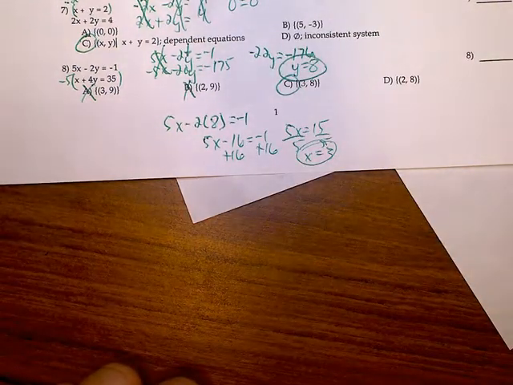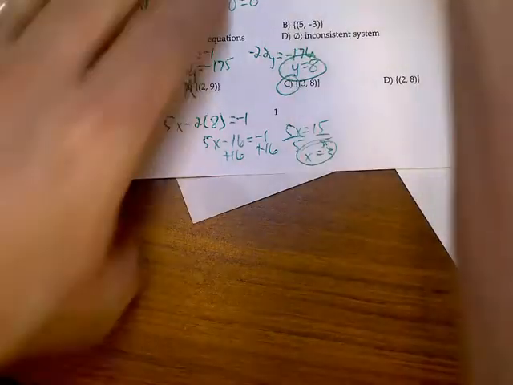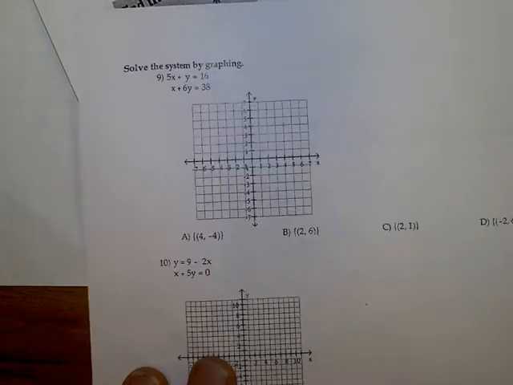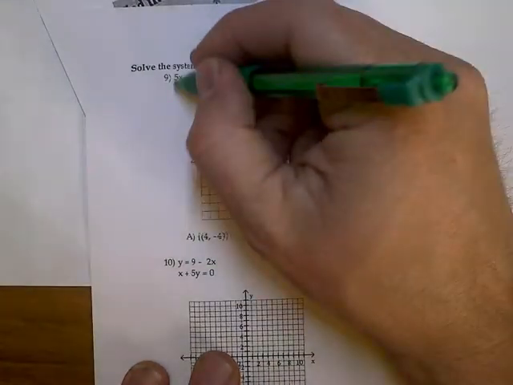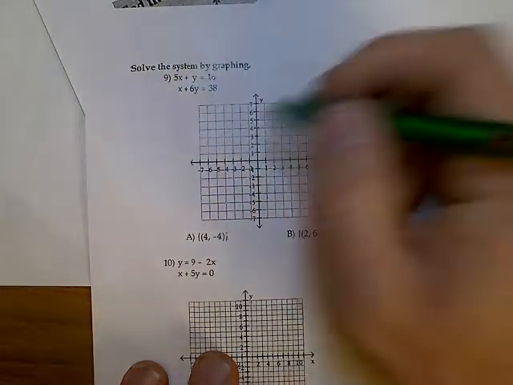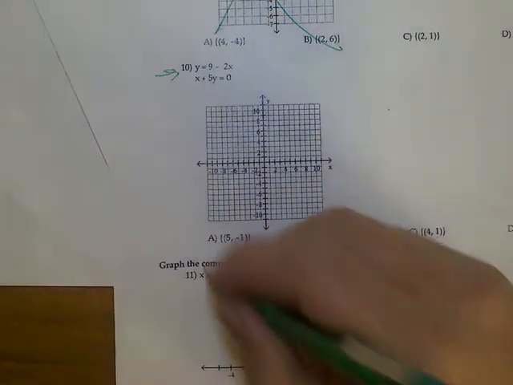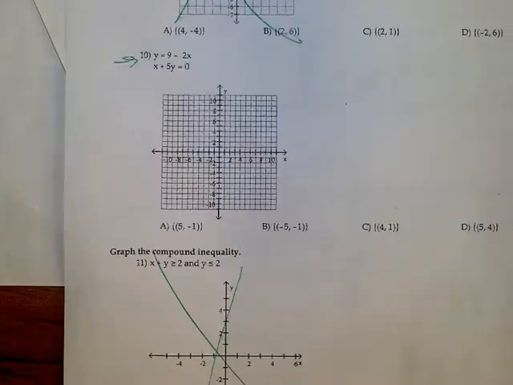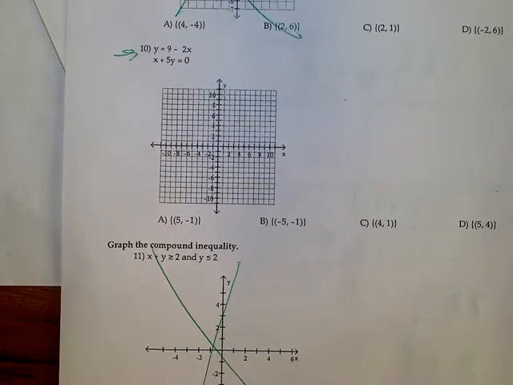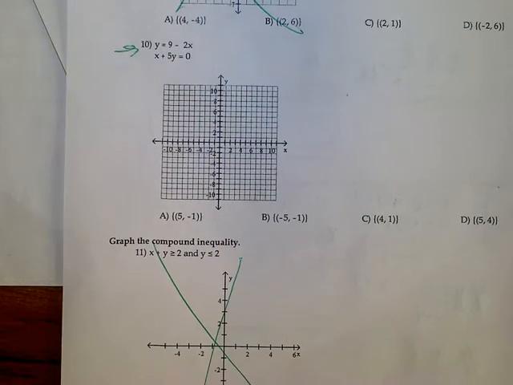That is it. Here we go. Number 9. I actually don't even worry about number 9 because we did number 10 together. And don't worry about number 11. I have not shown you compound inequalities yet. So that's it. That was an easy one. All right.